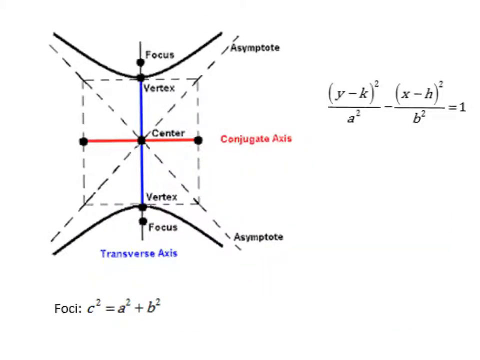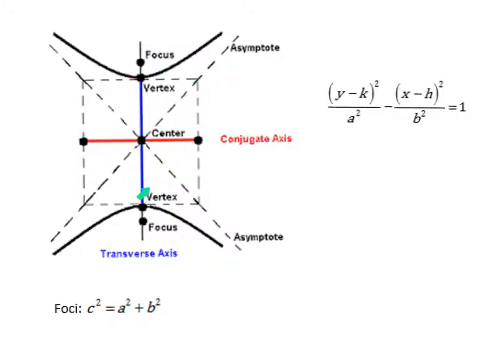Now you'll notice that you're going up and down, and so this time your y fraction is positive, your x is negative, and you're going up and down. The A is still with the one that's positive. I wouldn't worry too much about the A's and the B's, just worry about which one it's underneath. So you're going to go up A, and to the right and left B. Oh, and the other thing I forgot to go over on the last screen is that the axis that goes through your two vertices is called your transverse axis, and the other one is your conjugate axis.